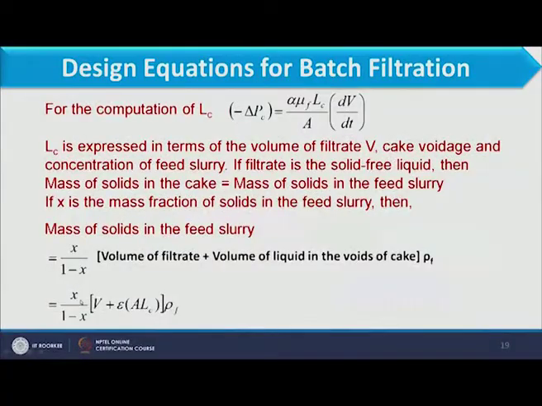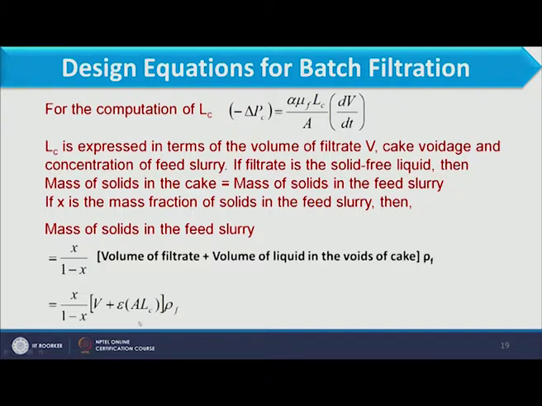So how can we calculate the volume of the liquid? It is the volume of filtrate plus the volume of liquid which is available in the bed, because the liquid will not remain available in the slurry. The slurry has been filtered, so whatever liquid is available is either collected in terms of filtrate or it will remain in the bed itself. So here we can define X by 1 minus X into V, where V is the total filtrate which has been collected, plus epsilon A Lc.